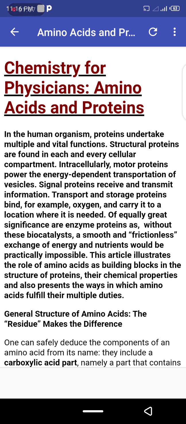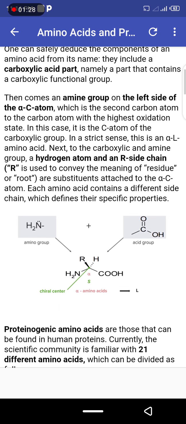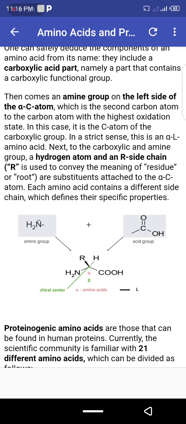General structure of amino acids: the residue makes the difference. One can safely deduce the components of an amino acid from its name. They include a carboxylic acid part, namely a part that contains a carboxylic functional group. Then comes an amino group on the left side of the alpha carbon atom, which is the second carbon atom next to the carbon atom with the highest oxidation state. In this case, it is the carbon atom of the carboxylic acid, in a strict sense.